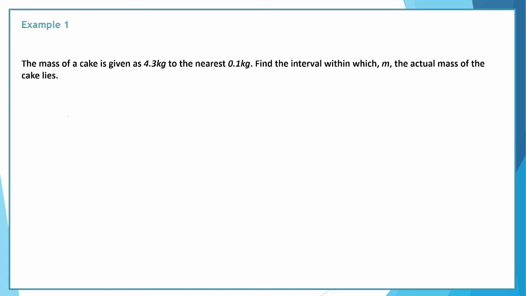So hi everyone, today we're going to be looking at rounding errors. So let's start with example 1. The mass of a cake is given as 4.3 kilograms to the nearest 0.1 kilograms. Find the interval within which m, the actual mass of the cake, lies.